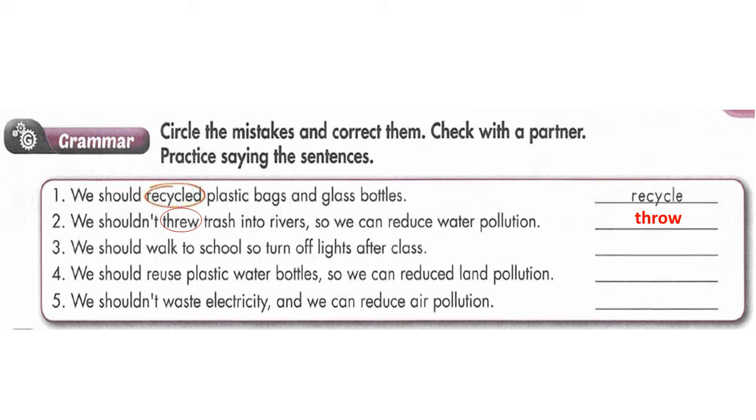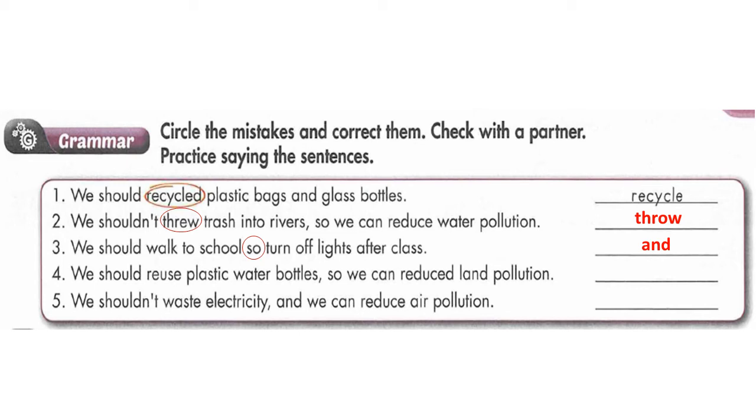Next, number 3, we should walk to school, so turn off lights after class. As we just discussed, so is giving a result. Turn off lights after class is not a result of walking to school. Instead, it is another piece of information, so we will use the word and. We should walk to school and turn off lights after class.